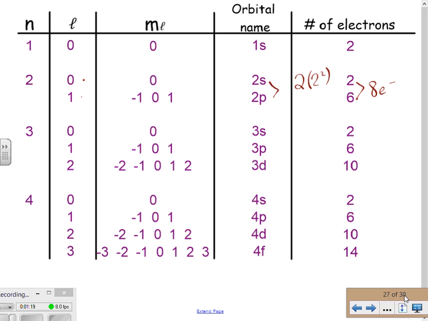So we go all the way down to the 4th energy level. You have 4 possible orbital names, 4s, 4p, 4d, 4f, for a total of 32 electrons. Okay, so this is a summary. If you want to pause it here and copy this down, now would be the time. Otherwise, we're going to move on.